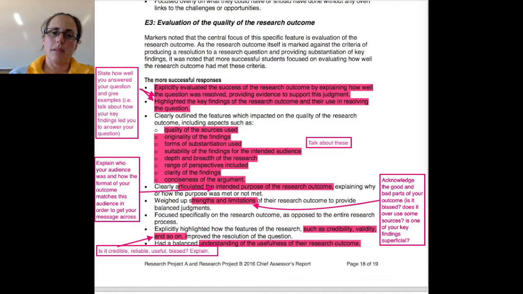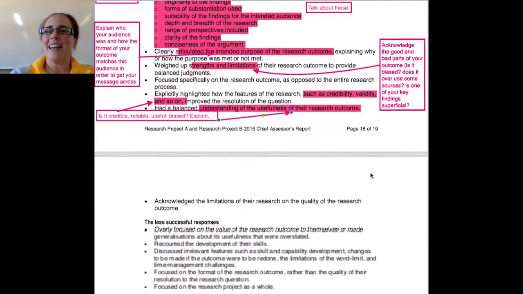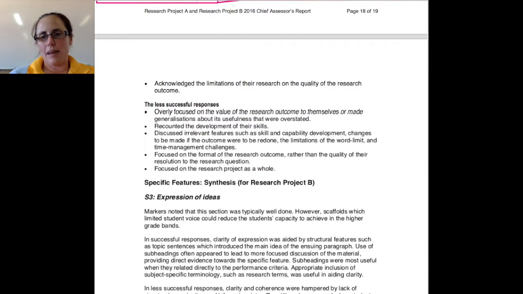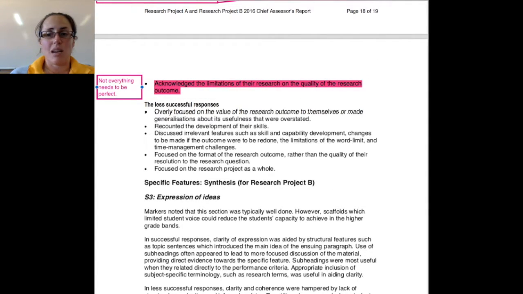Okay guys, so what's happened is that I've gotten to the end of this and realised that I've already covered all of it anyway. Just make sure that you talk about your outcome, how successful it was, if you matched the audience, if it's valid and reliable, and if there are limitations to your outcome, absolutely talk about it. You're completely allowed to do that.